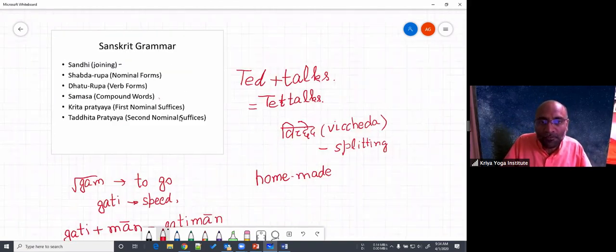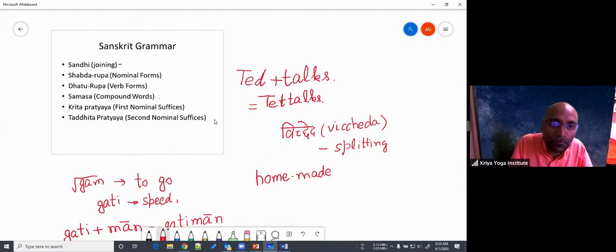So this is an overview of the concepts which we read in Sanskrit grammar. As you can see, some of these things you can relate to the grammar in the English language, and some of these things would be quite different. It is the first three which we would be studying in more detail in this Sanskrit course for beginners.